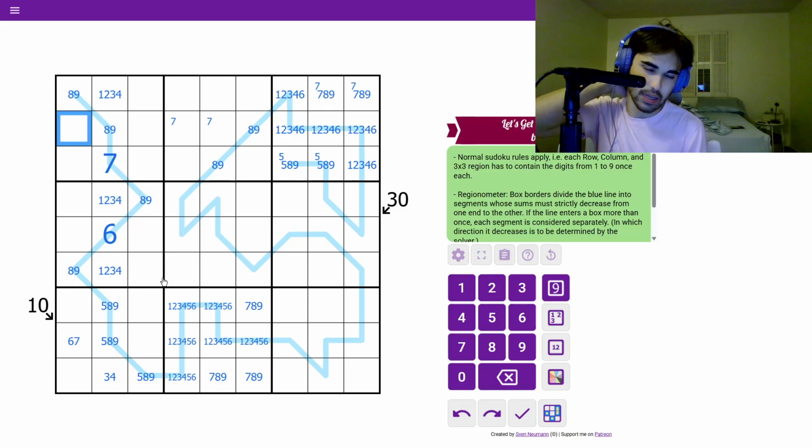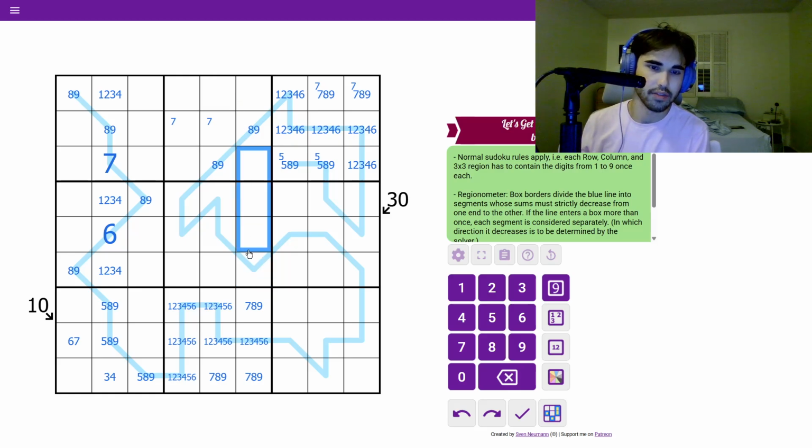Sorry if you guys can see what I'm supposed to do. Oh, well, there's a naked 789 triple in column 6. That's a fair point. So just 1, 2, 3, 4, 5, 6 chilling in the column.